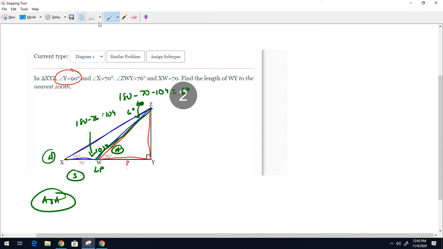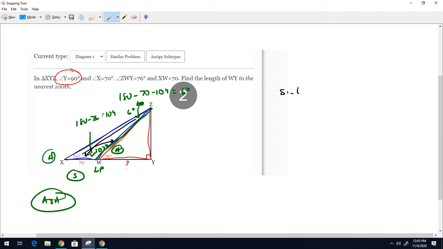And now I can use, and again, I'm sorry, my colors are really blended, I can use 6 degrees and the side 70, and I can use 70 degrees and my missing side ZW to find ZW to use in this right triangle to then find my question mark WY. So this is a two-step, multi-step problem.